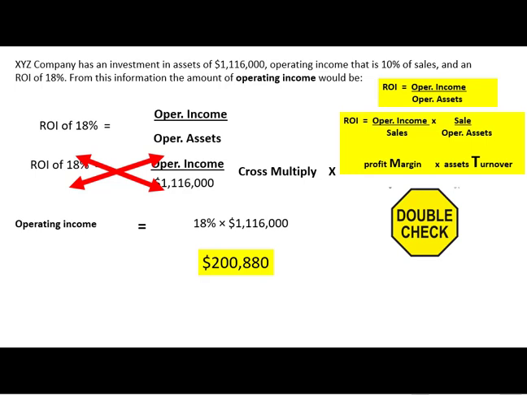We're going to double check it. If we know this is the formula right here that we're going to use, we're going to say $200,880, which is the operating income, divided by operating assets. And operating assets, we said, were $1,116,000. So if you take $200,880 divided by $1,116,000, you should get, and you will get, 18%. So it all checks out. We're all good.